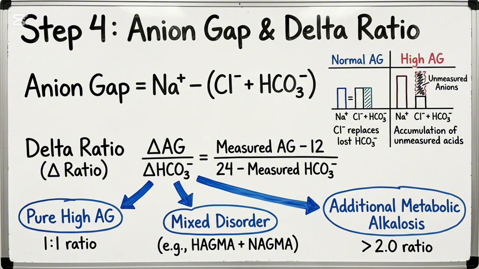The delta ratio helps identify whether there is a pure high anion gap metabolic acidosis or another acid-base disorder occurring at the same time. This step is especially useful in patients with diabetic ketoacidosis, lactic acidosis, or poisoning.